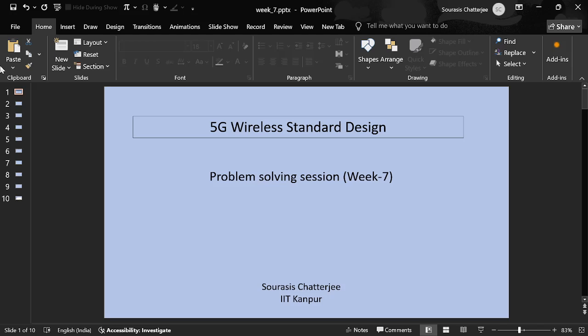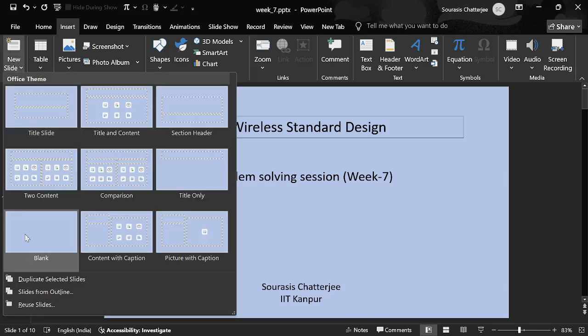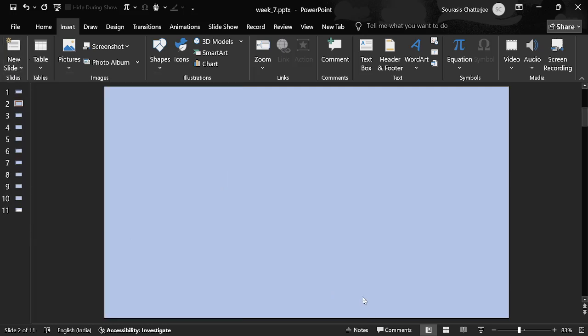So welcome you all to this seventh problem solving session. As you are well aware, in the seventh week the course mainly discusses the PUCCH chain, but before getting there I'd like to revise a few basic concepts about the PDCCH chain.